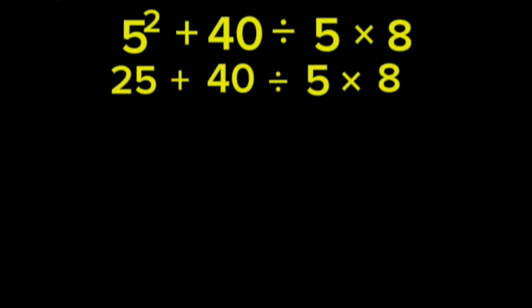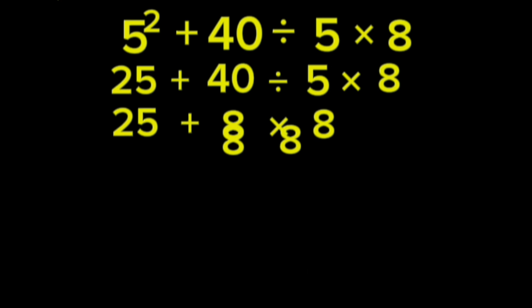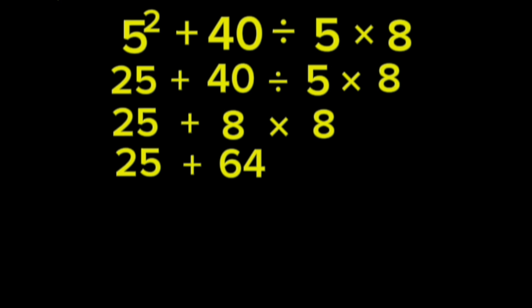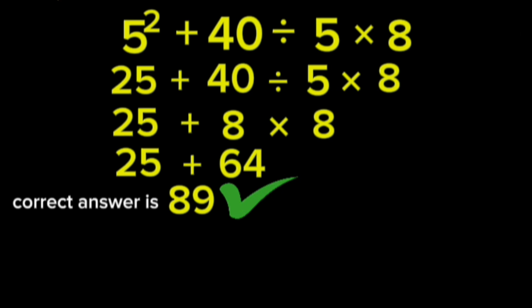Step 2. Move to multiplication and division. Remember, we go from left to right. So first we divide 40 by 5. That gives us 8. Now the expression becomes 25 plus 8 multiplied by 8. Next, we multiply 8 by 8. That gives us 64. Now the expression becomes 25 plus 64. Finally, we add 25 plus 64 equals 89. So the correct answer is 89.